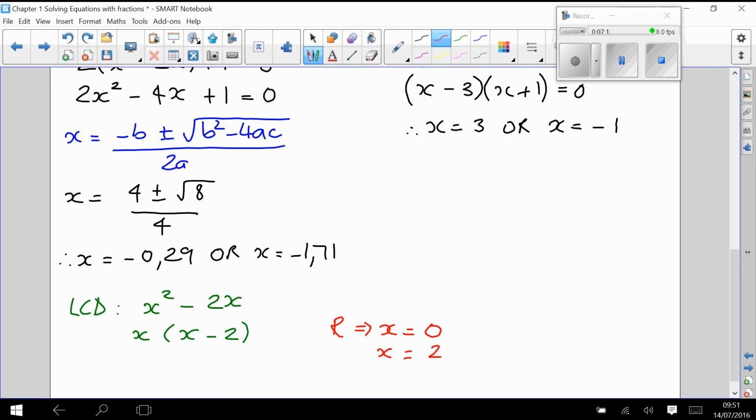Neither of these two restrictions appear in my 4 solutions, and so all 4 of the solutions that I've found are in fact valid.